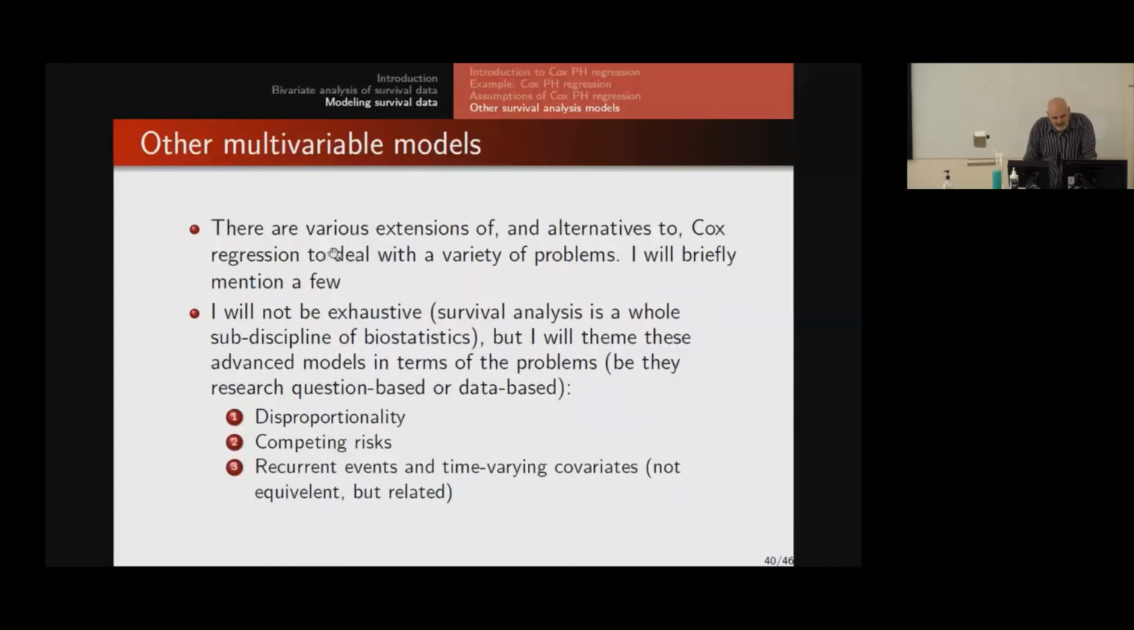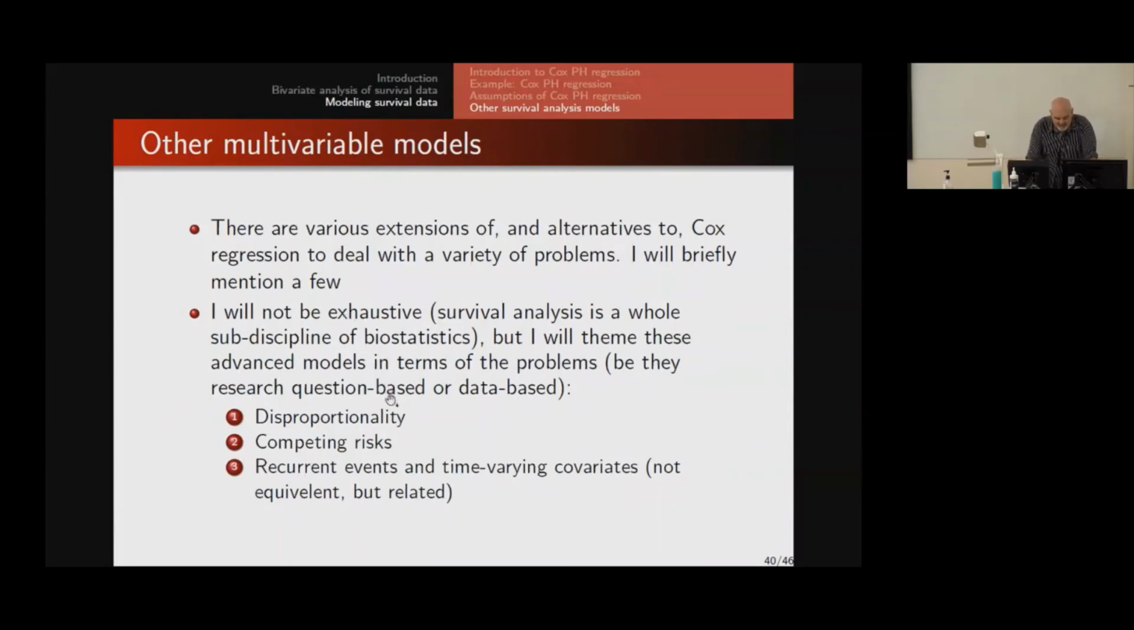Okay, so the first thing I'll say is that there's various extensions of Cox regression or alternatives to Cox regression that deal with a variety of problems that we might come across with our survival data. I'm not going to be too exhaustive about this, we just don't have the time. But I will theme a couple of these advanced models in terms of the problems they solve. These problems might be due to the research question, or they may be due to problems we have with the data. Let me give you an example. A research question might be about competing risks, or about recurrent events. We're not just interested in something happening once, but 2 or 3 or 4 or 5 times. So if we're talking about relapse or remission or recurrent events, then our research question is about that. That's not a data problem, it's a research question problem. However, if our data are not proportional, that would be a data problem and we'd have to solve it.